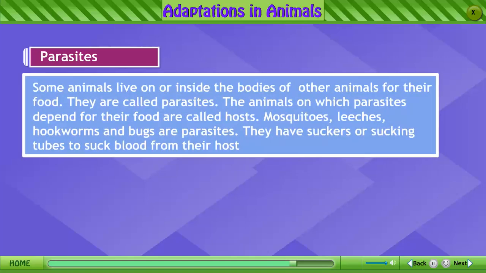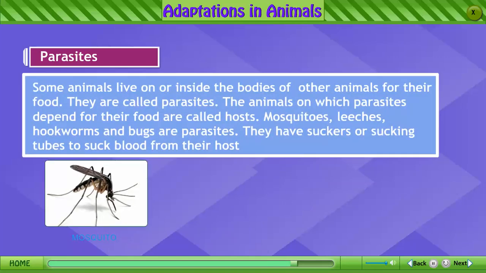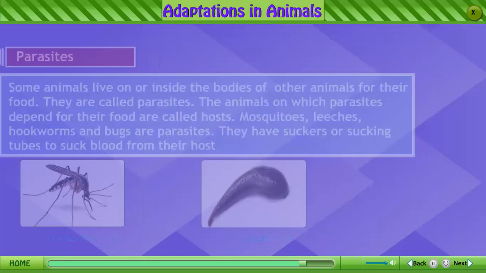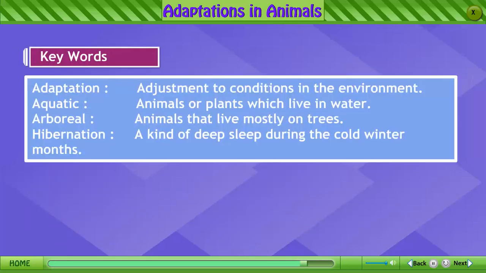Parasites. Some animals live on or inside the bodies of other animals for their food. They are called parasites. The animals on which parasites depend for their food are called hosts. Mosquitoes, leeches, hookworms, and bugs are parasites. They have suckers or sucking tubes to suck blood from their host.